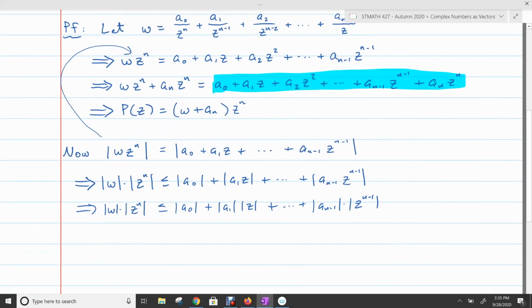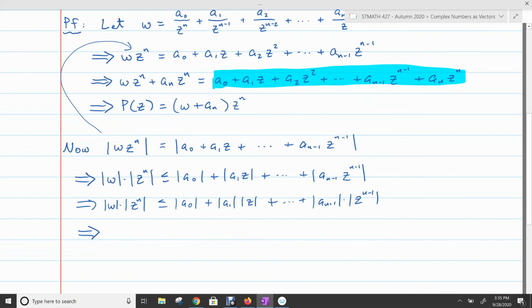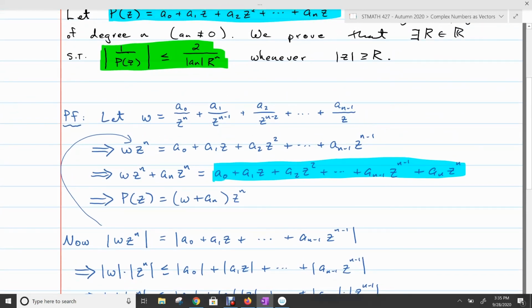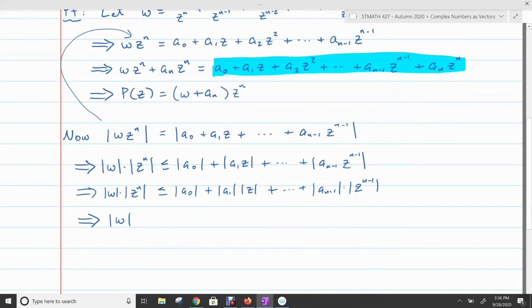So what I'm going to do now is solve this inequality for modulus of w, by dividing both sides by modulus of z to the n. And we don't have to worry about dividing by 0 here, because in this theorem we're going to do it whenever z is bigger than some pre-prescribed value that we'll make sure is bigger than 0. So we'll know that z is not 0. So we don't have to worry about that.